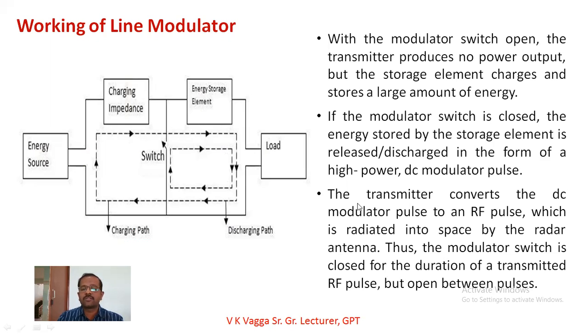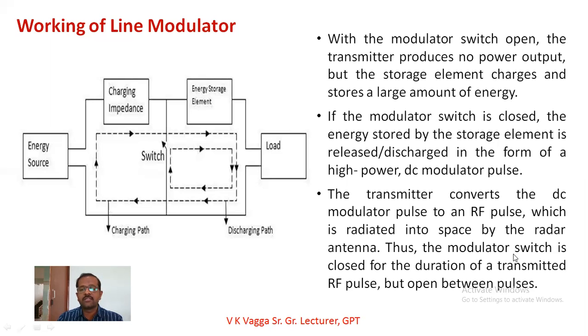And the transmitter is going to convert the DC modulator pulse to an RF pulse, which is radiated into space by the radar antenna. Whatever signal appears at the load is passed to the transmitter, and from the transmitter it is sent to the antenna and radiated into space. So the transmitter converts the DC modulator pulse to the RF pulse, which is radiated into space by the radar antenna.